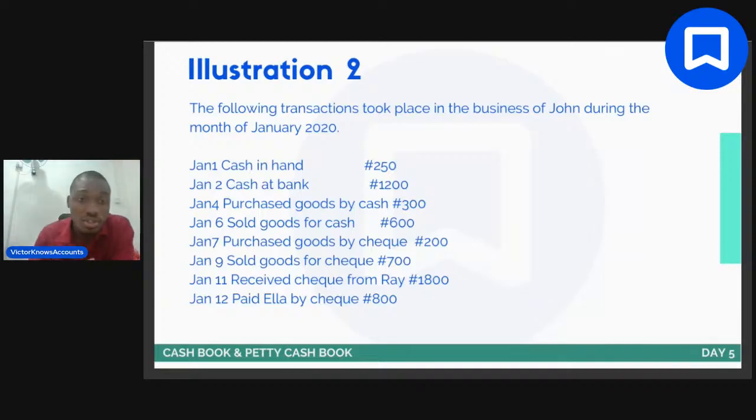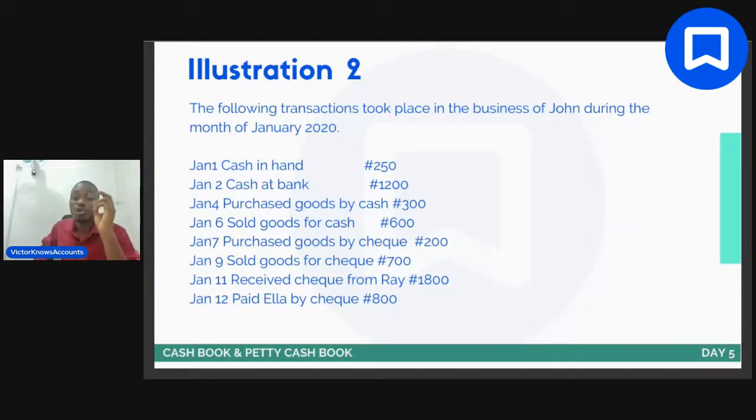What account are we dealing with, and what side of the cash book is it going to be? Is it debit? Is it going to be credit? Now the first one is January 1, we have cash in hand. Don't forget, your cash in hand is the beginning cash. It's the cash that you have at the beginning of that period, all right? So it's your balance brought forward.